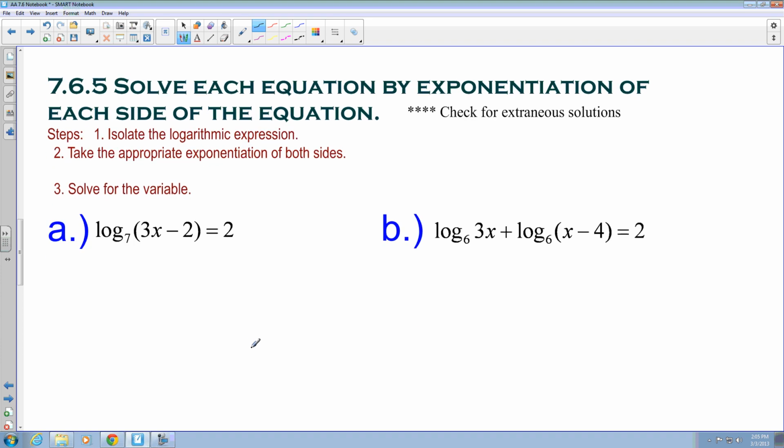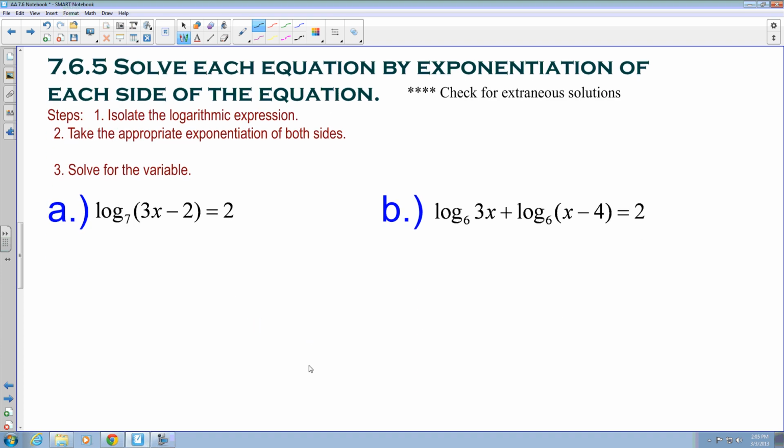Next thing here is we're going to solve equations by finding the variable that's inside of it already given a value on the other side of the equal sign. So what you need to do is isolate a logarithm expression on one side, and then what I want to do is I want to rewrite it back in standard form. So if we rewrite this back in standard form, I get 7 squared equals 3x minus 2.